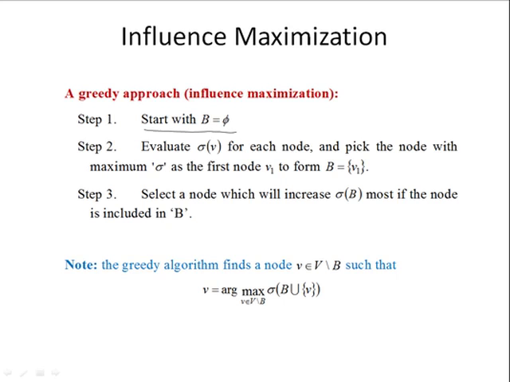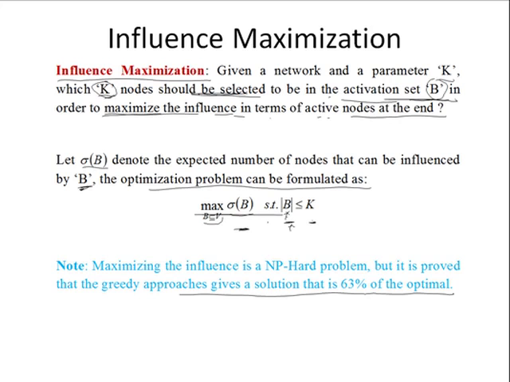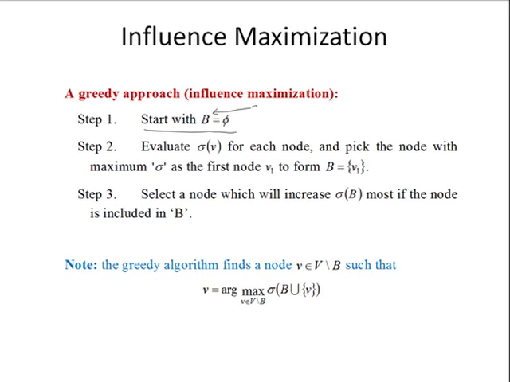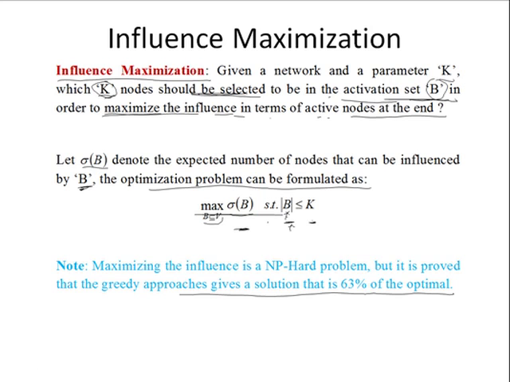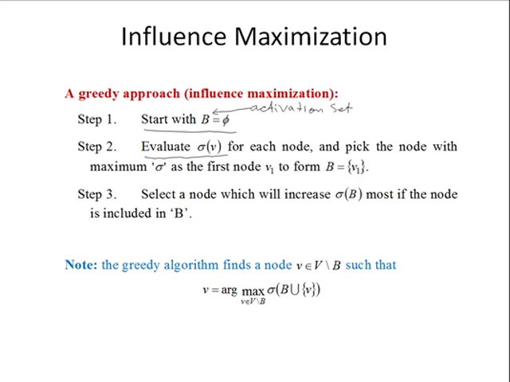Now let us start with an empty set. From here it is clear, an empty activation set. Now we evaluate our algorithm to maximize the number of influence for each node and pick the node with maximum sigma as the first node V1 to form B equal to V1. First of all, suppose this is a graph.